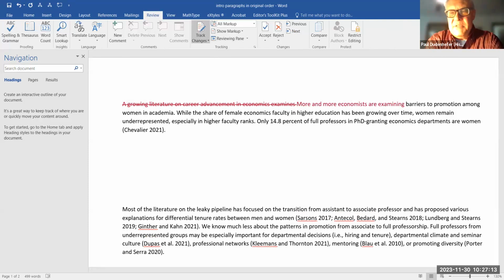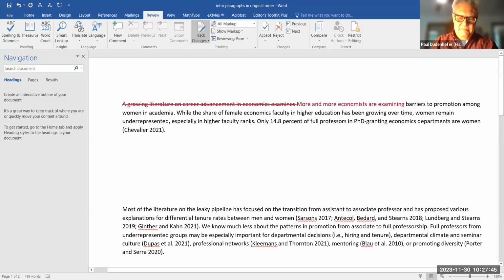More and more economists are examining barriers to promotion among women in academia. Okay. Simply by that shift from the literature, which is a thing, to economists who are flesh and blood actors, you're immediately going to make this more amenable to a broader audience with that shift alone.